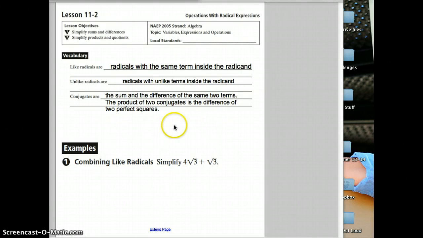So let's get started with adding like radicals. Here we have 4 root 3 plus 3 root 3. Imagine this is 4x plus x. What would we get? Remember, it's understood to have a 1 right here. So we have 4 root 3 plus 1 root 3. 4 plus 1 is 5 root 3, because those are like terms, we can add.